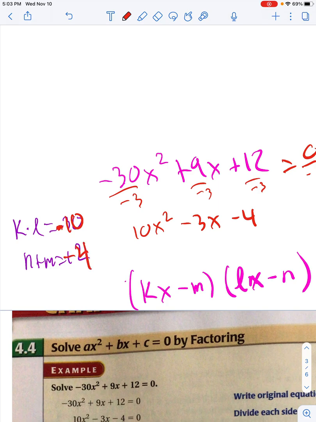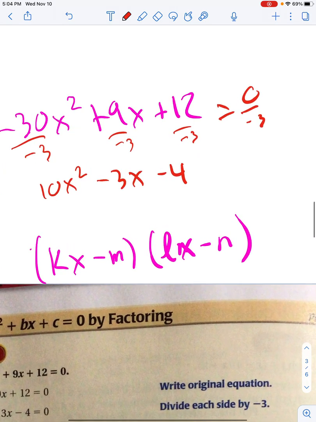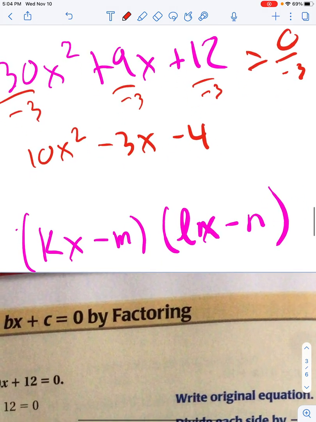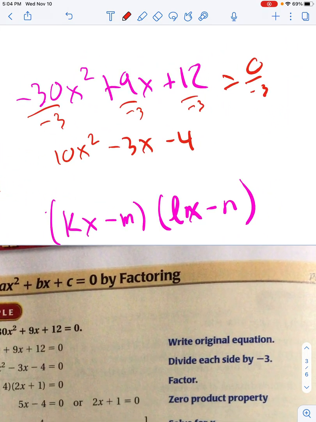And so these are going to change slightly. This is going to be 10. And this is going to be negative 4. So we've got 10 and negative 4. So I know that the things that multiply to get 10 are 5 and 2, or 1 and 10. And then the things that multiply to get 4 are either 1 and 4 or 2 and 2. So again, if you're not sure off the top of your head, you can just pick them and see if you get close.